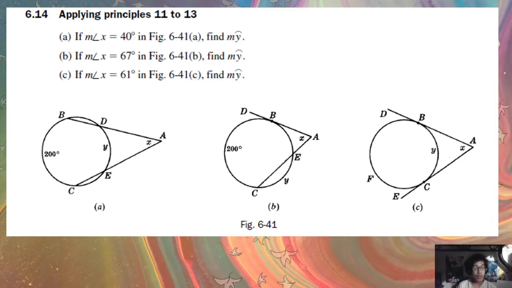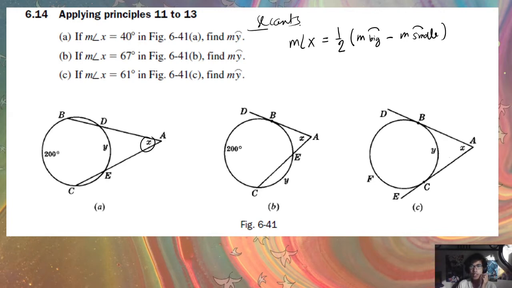Before we solve, again, the formula for finding the measurement of the angle between two secant lines, let's say the measurement of angle x, is just 1/2 of our major arc, our bigger arc, the measurement of the big arc minus the measurement of the small arc. So it's subtraction. If we're solving for chords, that's addition. But since these are secant lines, let's try to solve for the first one.